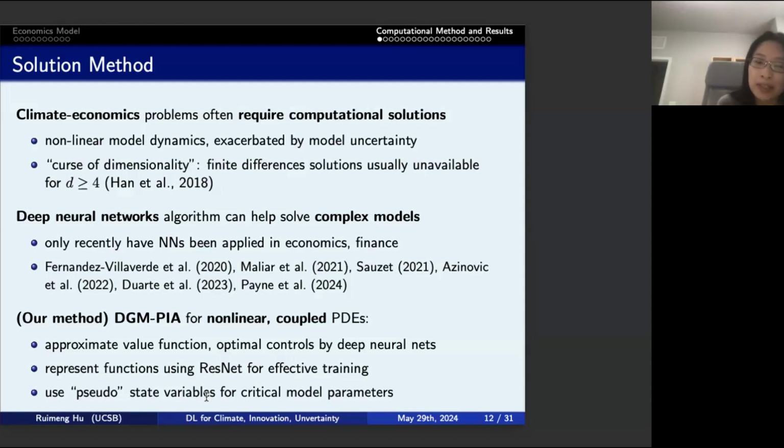So, for example, for this damage parameter gamma 3, economically, the value function has to be monotonic, or has to be decreasing, in terms of gamma 3. So the more severe the damage, the less consumption the planner can get from this model. So this is something that needs to be satisfied, and it cannot be achieved by the original DGM framework.